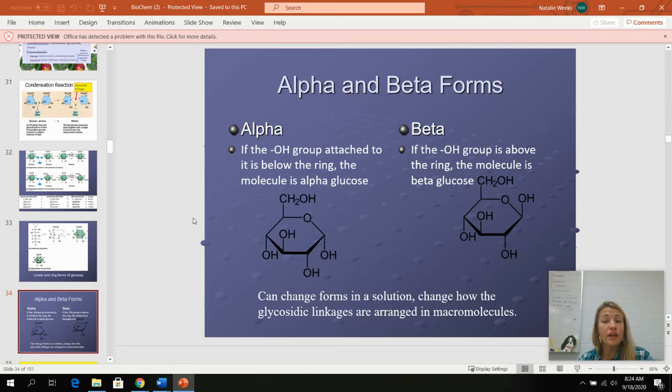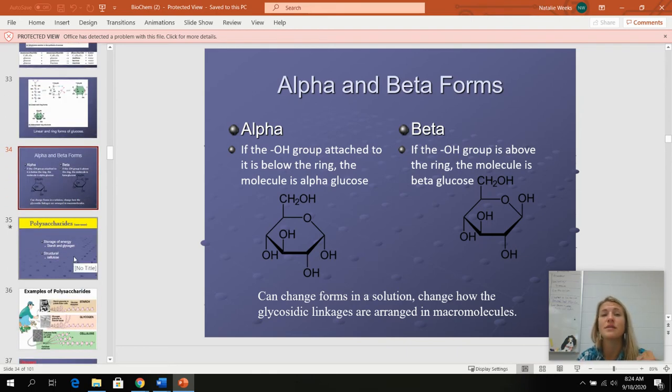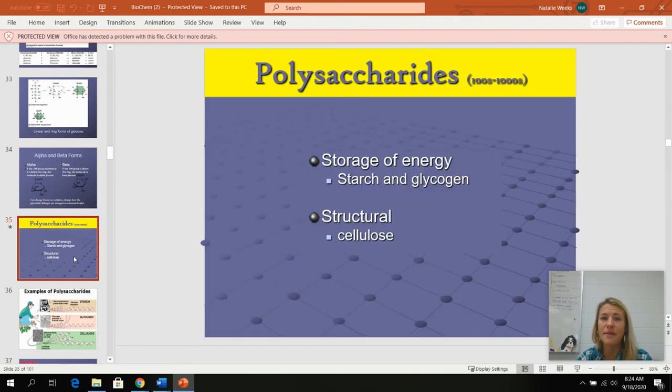It doesn't change the function except for when it links to other things, because one glycosidic linkage of these things forms nice little zigzags, and the other one forms like a step. In the polymer form, this can change the function because it changes the shape. Form follows function. We're going to look at different examples of that.